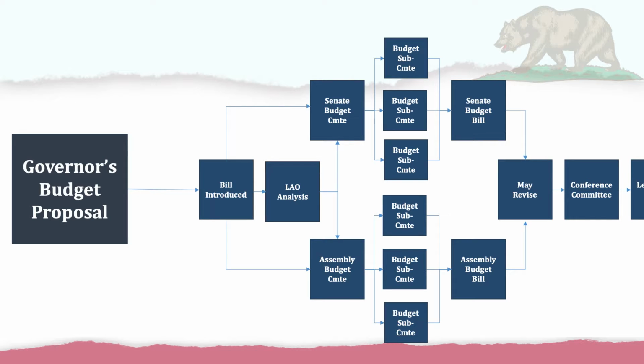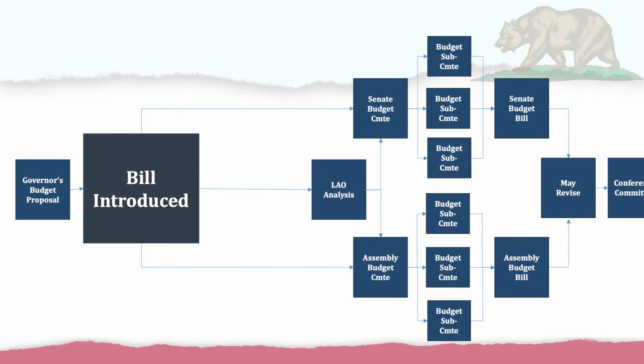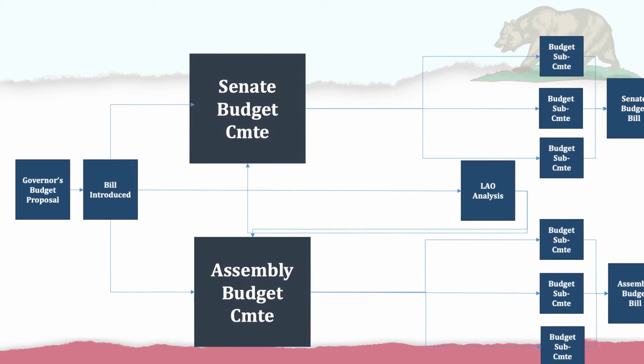The state constitution requires the governor submit a balanced budget proposal to each house of the legislature by January 10th. That budget proposal outlines the governor's spending priorities and revenue estimates and serves as a starting point for budget discussions and negotiations moving forward. After the governor presents the budget, a budget bill is introduced into both chambers of the state legislature and is referred to both the Assembly Budget Committee and the Senate Budget and Fiscal Review Committee.